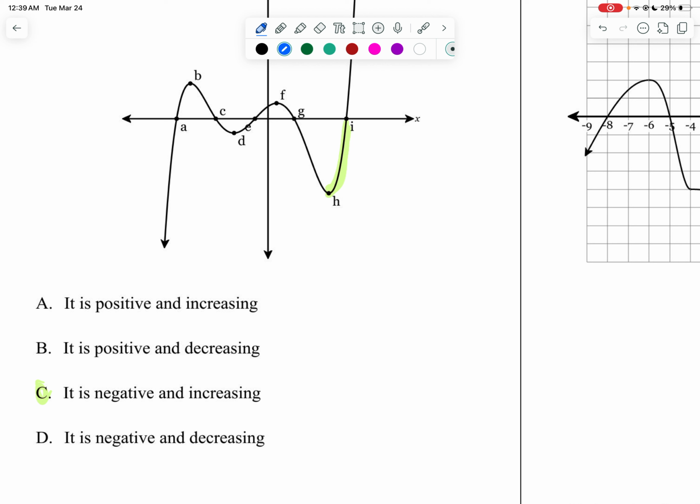Now, if it's positive and decreasing, that would be something like B to C, where I'm positive because I'm above the x-axis, but I'm decreasing because I'm going down. Negative and decreasing would be something like C and D, where it's below the x-axis and I'm going down.